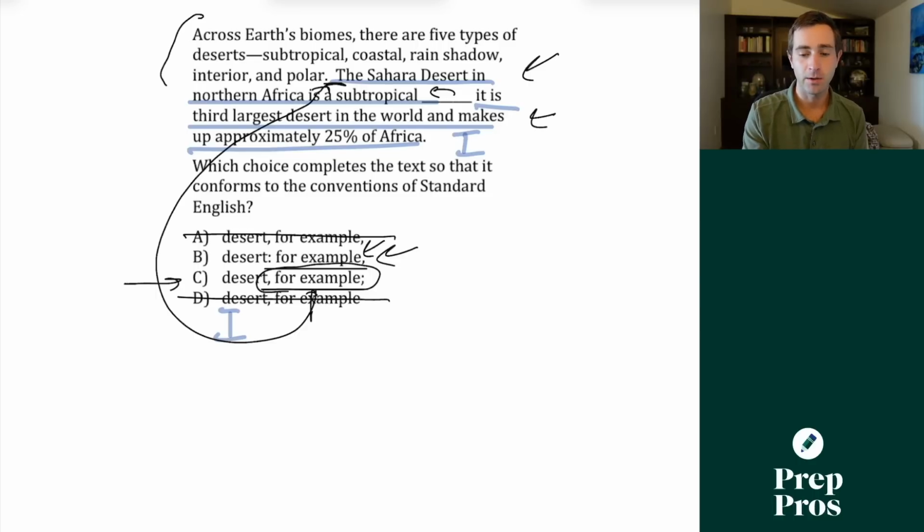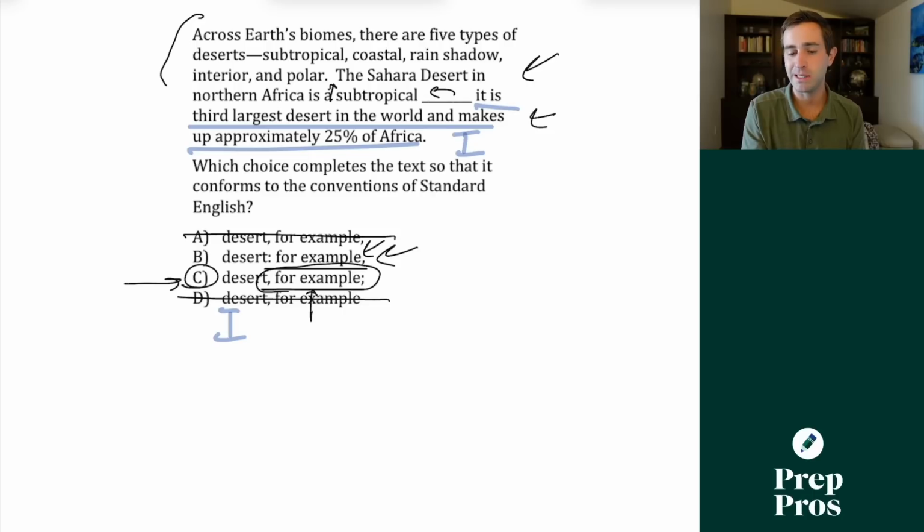Across Earth's biomes, there are 5 types of deserts: subtropical, coastal, rain shadow, interior, and polar. Now, right, we're going to pop the "for example" in right here. For example, the Sahara Desert in North Africa is a subtropical desert. Well, that makes perfect sense. We're giving an example of one of those types of deserts. That's how we can see that C is correct.